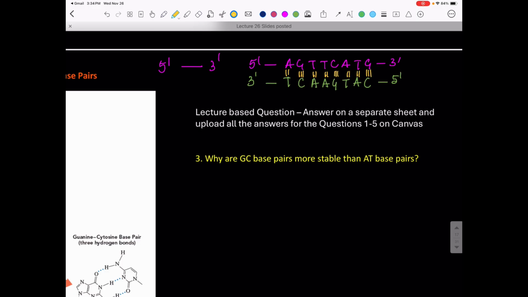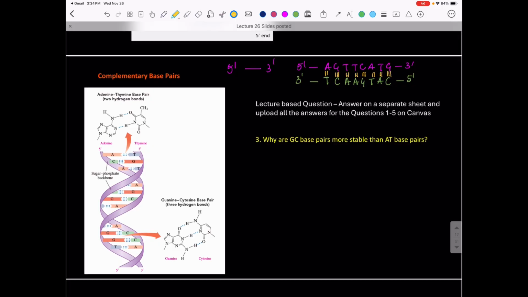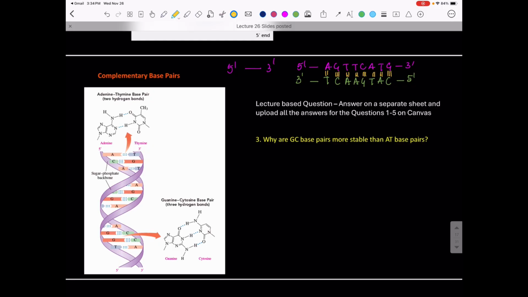So at this point, I want to have the second question for the in-lecture questionnaire. And you can pause again here, answer this question, and continue once you're done. So the question here is, why are the GC base pairs more stable than the AT base pairs?